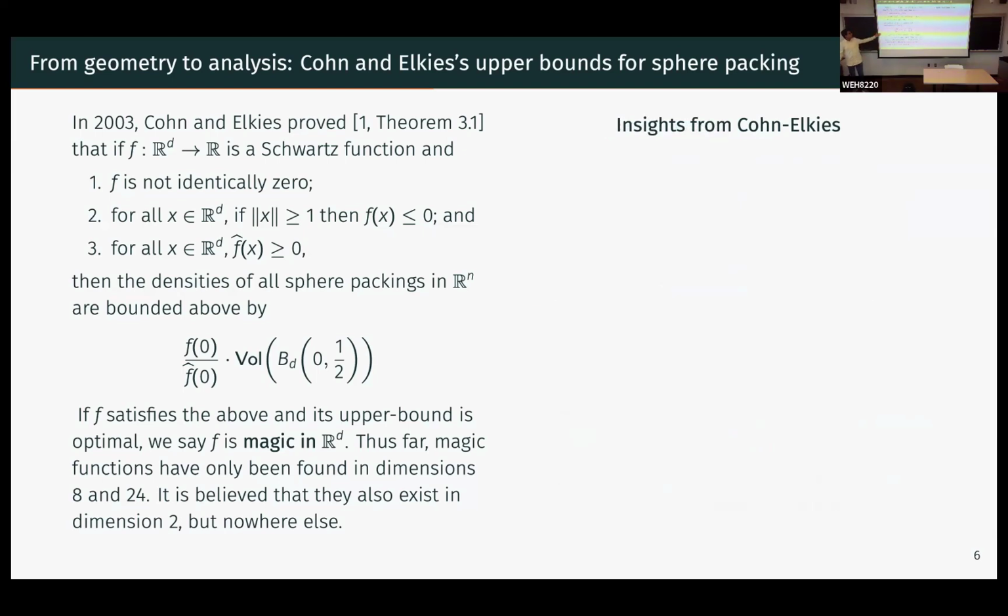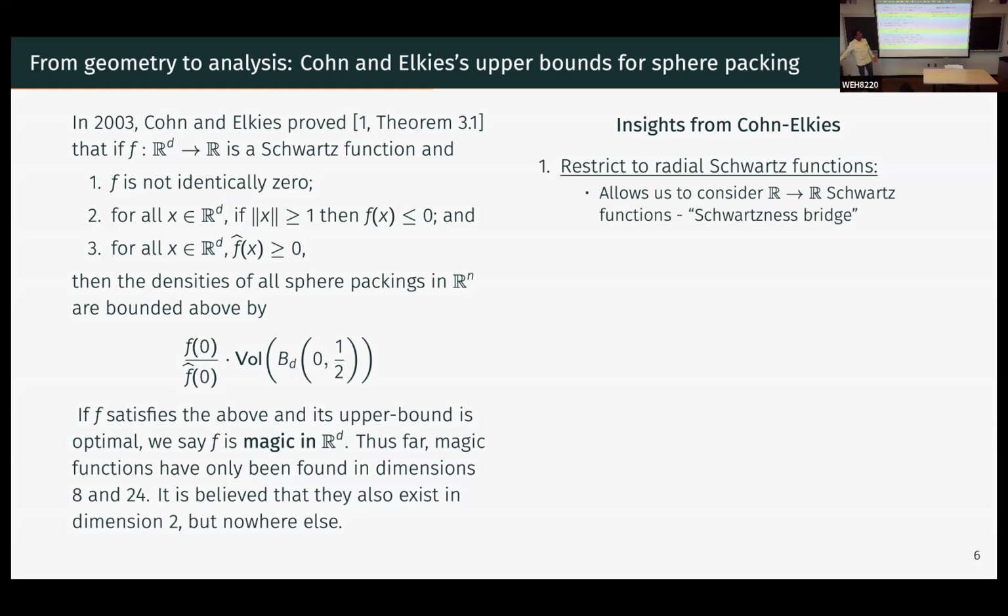Okay, now, what does the theorem really tell us? What are the insights it gives us that make it easier for us to find a magic function? Well, first of all, it tells us that it's enough to restrict our search to radial Schwartz functions, because if you observe these conditions, this one involves only the norm. It doesn't really involve anything else about x. So if I look for a radial function, I don't break anything. It's actually nicer to look for radial functions because first of all, it allows us to consider R to R Schwartz functions. And then by composing with the norm, you can show that you then get an R^d to R Schwartz function.